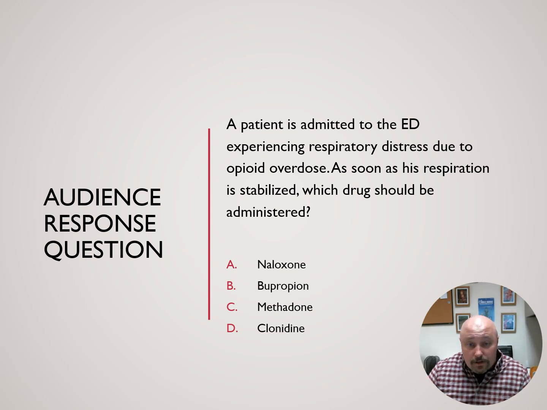For our first audience response question, a patient is admitted to the ED experiencing respiratory distress due to opioid overdose. As soon as his respiration is stabilized, which drug should be administered? A. Naloxone, B. Bupropion, C. Methadone, or D. Clonidine? In this case, the answer is going to be A. Naloxone, Narcan. That is the antidote drug for severe opioid intoxication. The others would be used for long-term withdrawal.